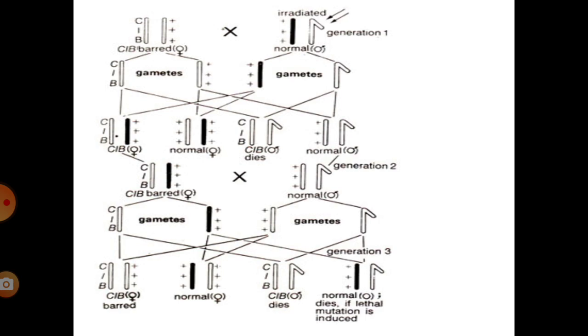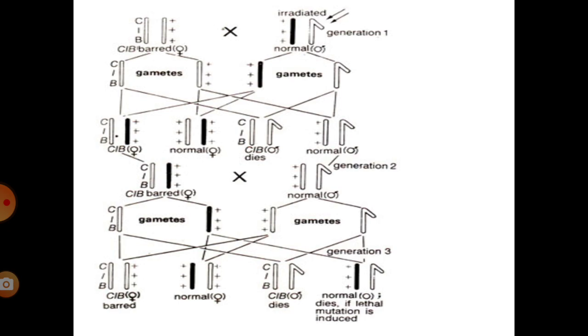And when the CIB females of the F1 generation are crossed to a normal male, the F2 generation will consist of only females. There will be a total absence of males, please note. This is because 50% of the males will die due to the CIB X chromosome and the other 50% will die if the X chromosome that came from the grandfather who was exposed to X-rays had a lethal mutation.